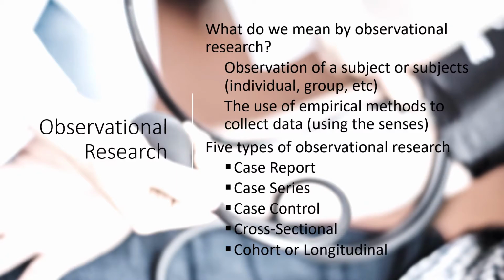With our observational research, so what does it mean? Observation of a subject or subjects, an individual or a group. It uses empirical methods to collect data. Empirical methods means that you're using your senses. And there are really 5 types of observational research. There's case report, case series, case control, cross-sectional, and cohort or longitudinal. That's what this first PowerPoint is really about, those 5 types of observational research.